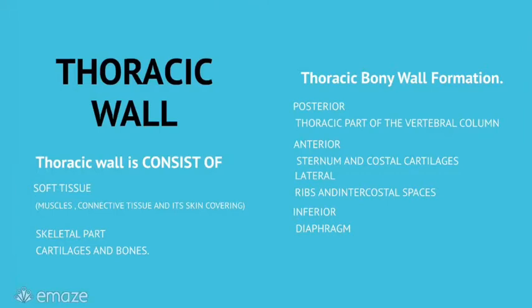Thoracic bony wall formation: posterior, anterior, lateral, and inferior. Posterior is the thoracic part of the vertebral column, anterior is the sternum and costal cartilage, lateral is the ribs and intercostal space, and inferiorly, the diaphragm.